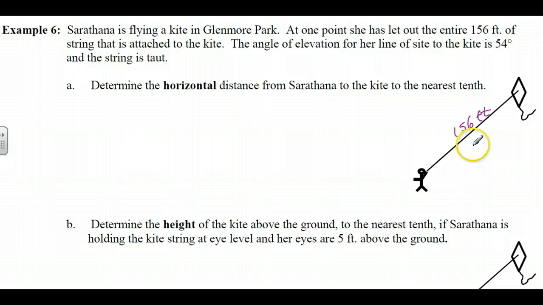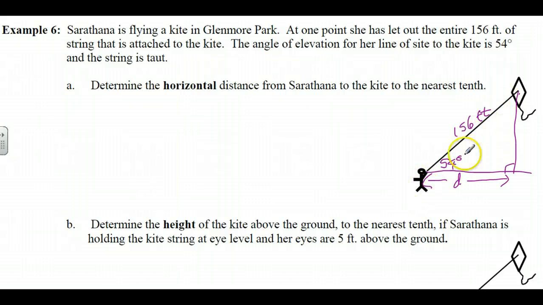The angle of elevation for her line of sight to the kite, okay, angle of elevation measured from a horizontal, imagine that line is horizontal, is 54 degrees. And the string is taut, okay, so it's a straight string, it's not dipping. Determine the horizontal distance from Samantha to the kite to the nearest tenth. So horizontal, this is horizontal. So how far is she? So let's fill in this diagram. That's a right angle. And this is the horizontal distance, so we'll call that D.